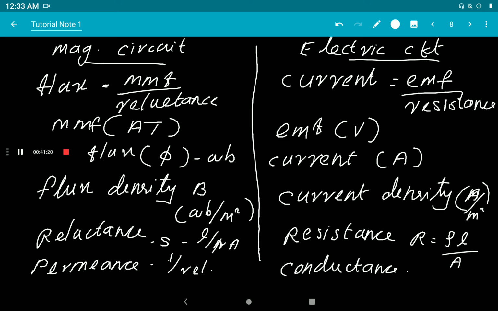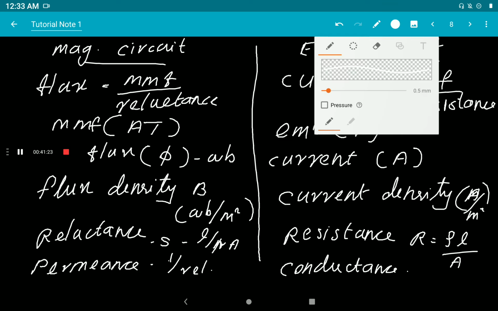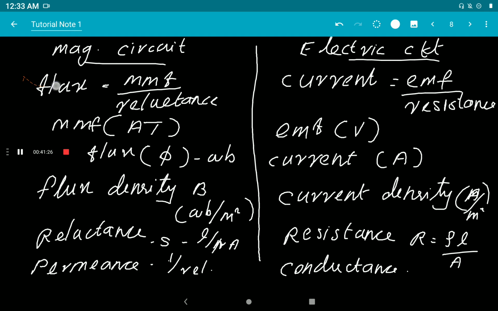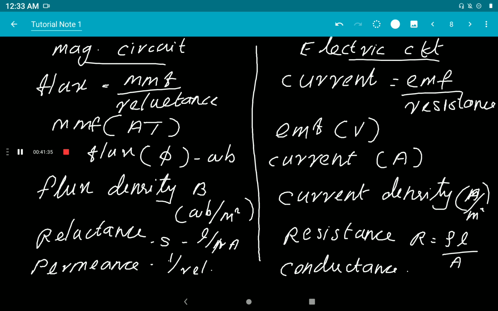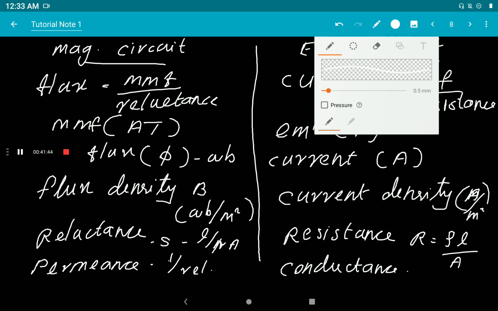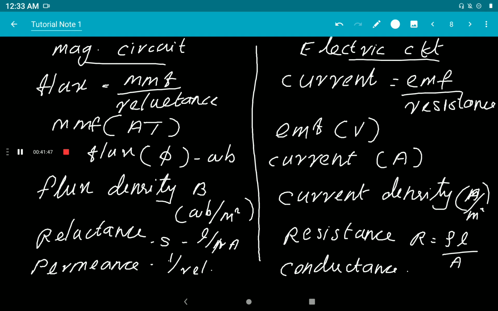So we have studied flux as the ratio of MMF by reluctance, and the similar term used in our electrical circuit is current. And MMF means magnetomotive force. Unit of MMF is ampere turns, and the similar term is electromotive force in electrical circuit, and the unit is volt. And flux is denoted by phi, and the unit is Weber, and current is the similar property in electrical circuit.